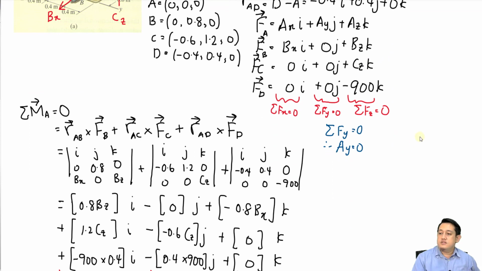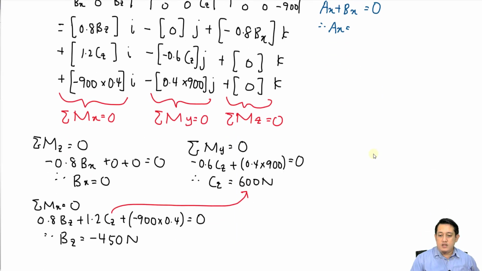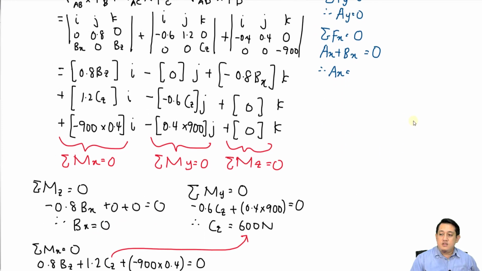Next, Fx. So total of Fx equals 0. We have Ax plus Bx, no more. So this one equals 0. Therefore, Ax here is what? Bx is 0. Therefore, Ax is also 0 Newton. This one also 0 Newton.